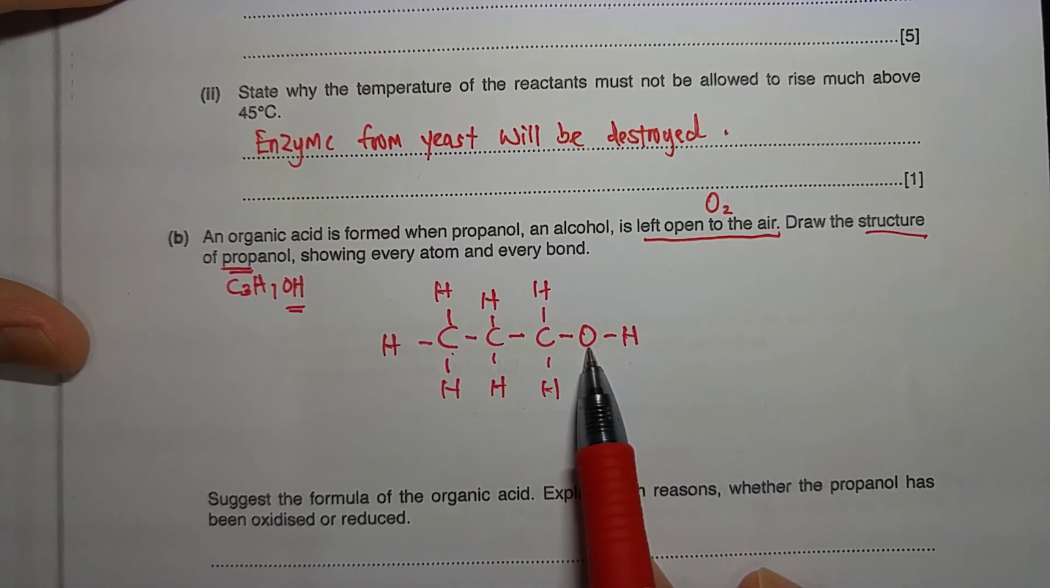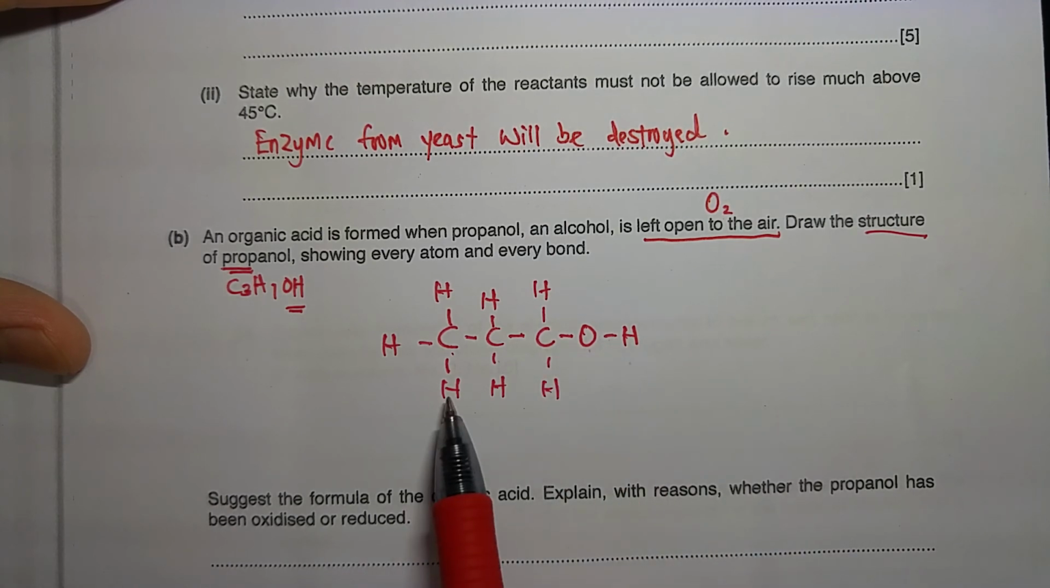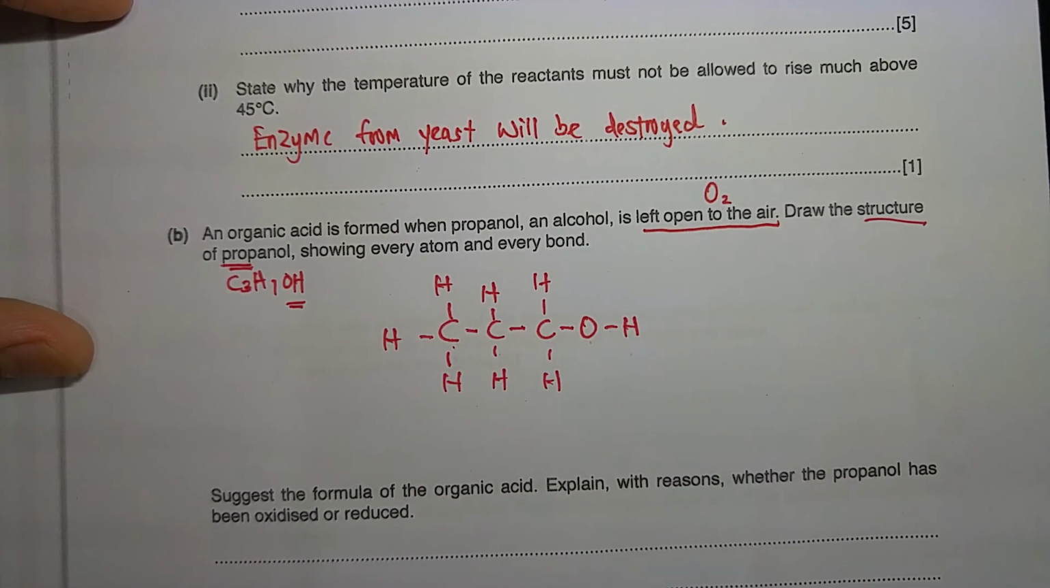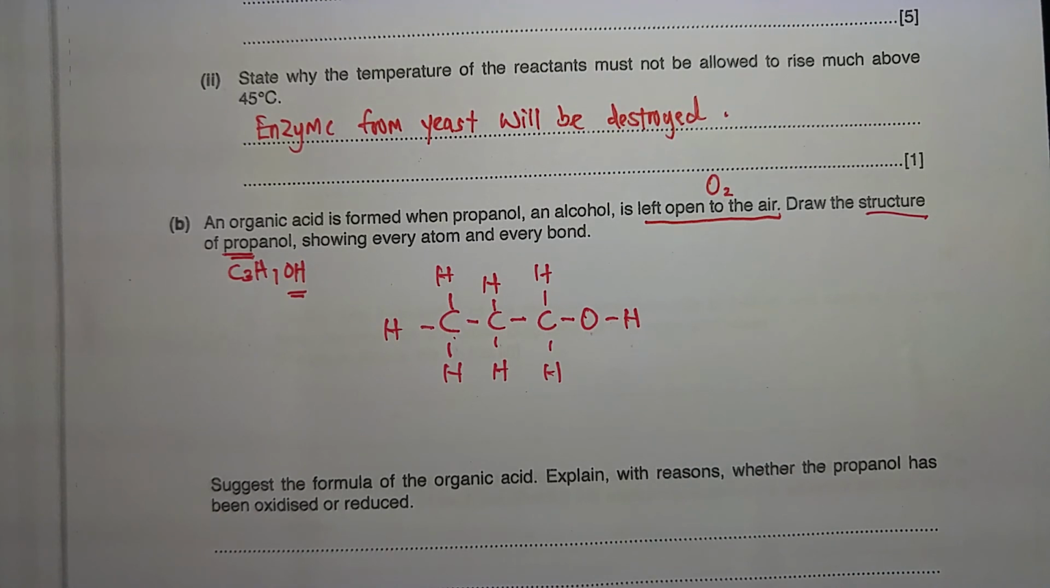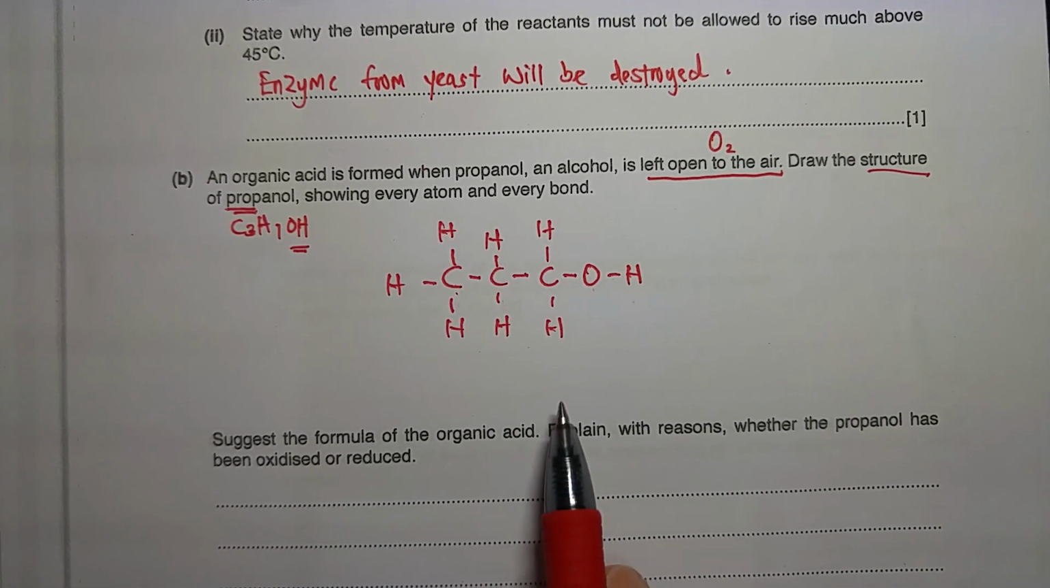And each oxygen atom, electronic configuration is 2, 6, meaning that it is short of 2 electrons. So each oxygen atom should share 2 pairs of electrons. That means 2 lines. Okay. And for hydrogen, of course, each hydrogen atom should share 1 pair of electrons. Okay, so after drawing the structural formula, you have to check all these things. Check the number of bonds or the number of pairs of electrons that each atom should share. So this is correct, propanol.